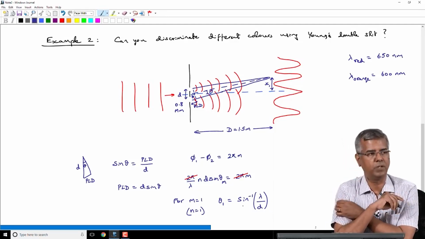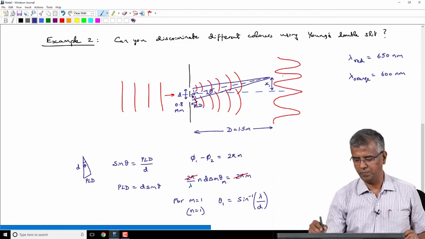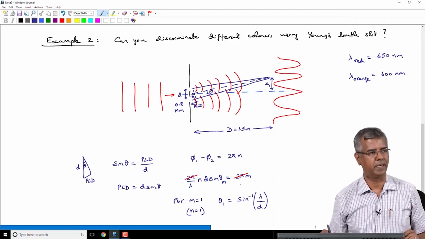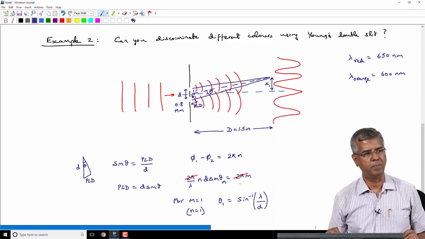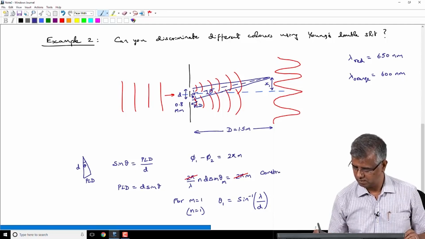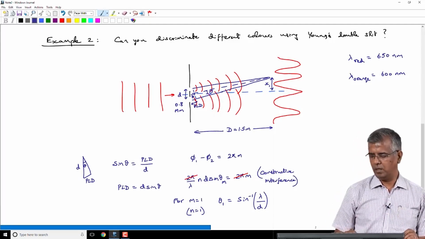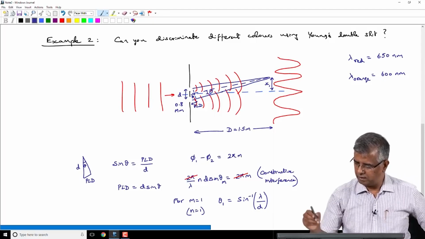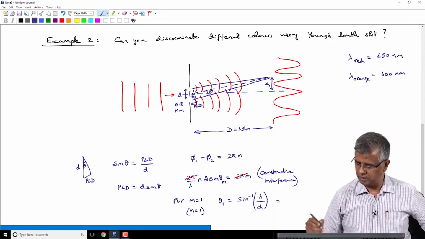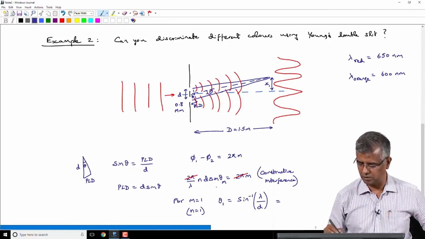This is the condition for the maxima. So, we are looking at the maxima, this is for the constructive interference criteria, 2 pi multiplied by m is the condition for constructive interference. Okay. So, now I know the different values I have. Let me first say that I am actually doing this for the red color.